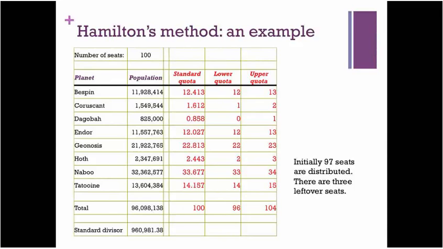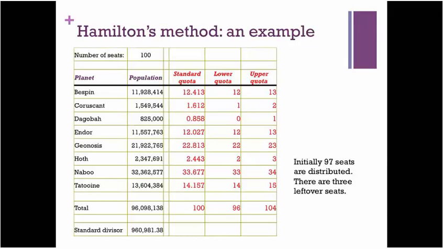Now, we can take each of those and round them down and round them up, and we get the lower quotas and the upper quotas. So, for example, for Endor, the standard quota was 12.027. If you round down, you get 12. If you round up, you get 13. Now, what Hamilton says is that everybody should get their lower quota. So we're going to hand out to each planet its lower quota with one exception. The exception is Dagobah, because Dagobah's lower quota is 0. So Dagobah doesn't get 0, it gets 1.